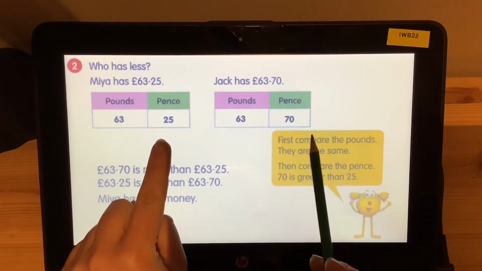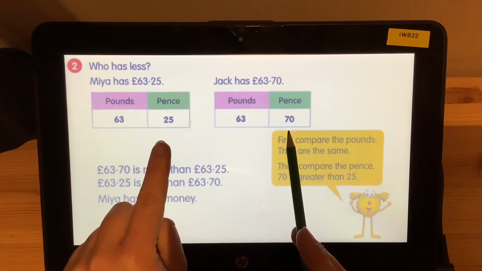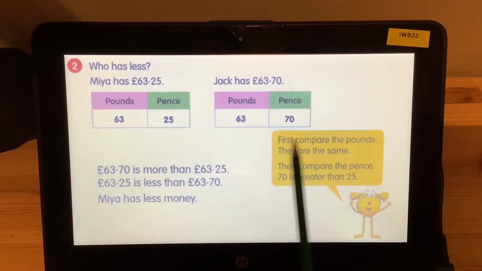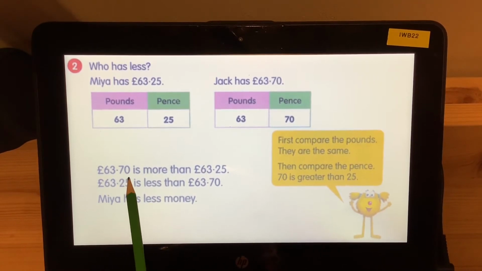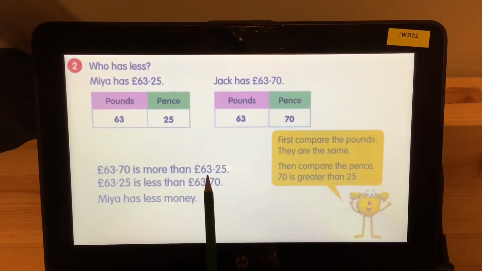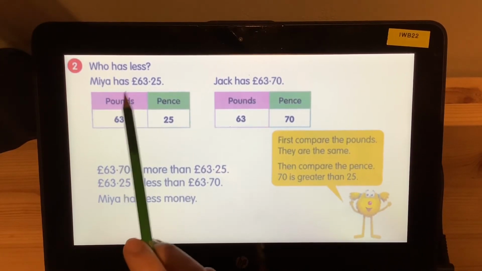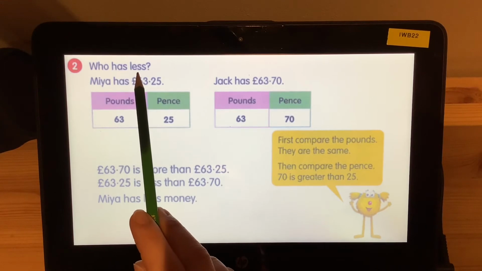We have 25 and 70. We know that 70 is greater than 25. So that tells us that £63.70 is more than £63.25. It also tells us that £63.25 is less than £63.70. That tells us that Maya has less money. Always be careful when you're answering questions that it's asking for who has less or who has more.